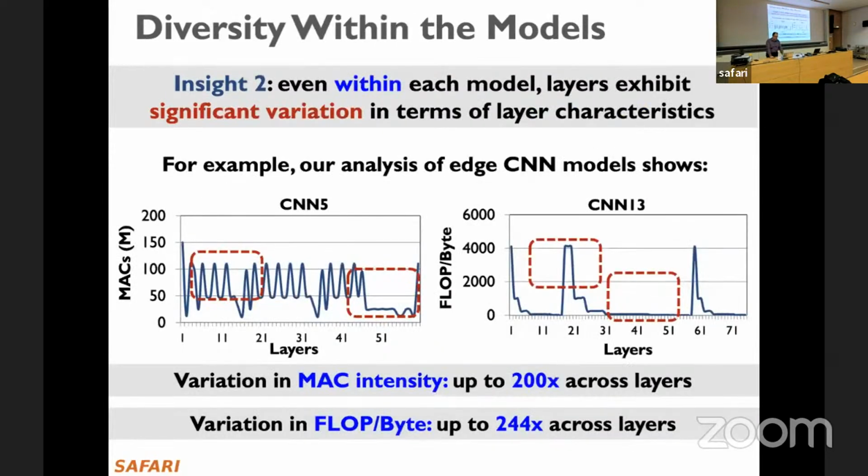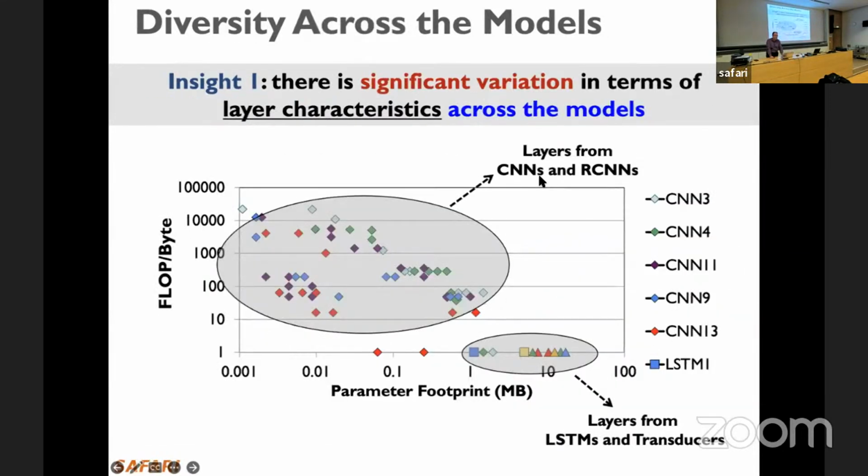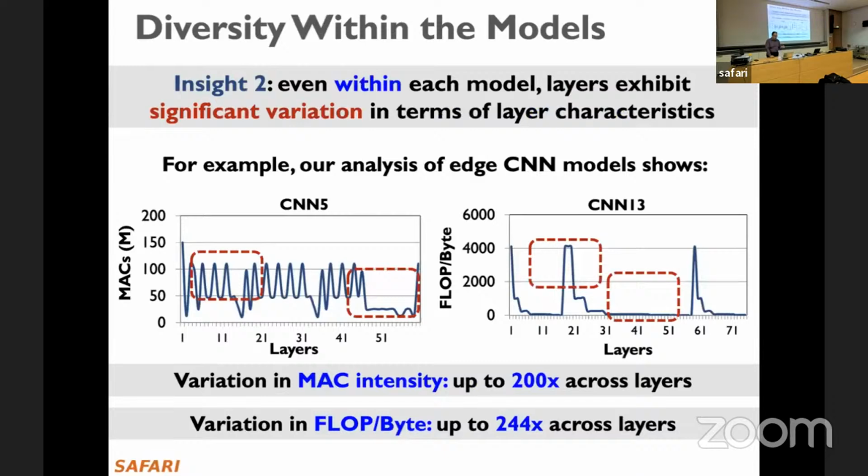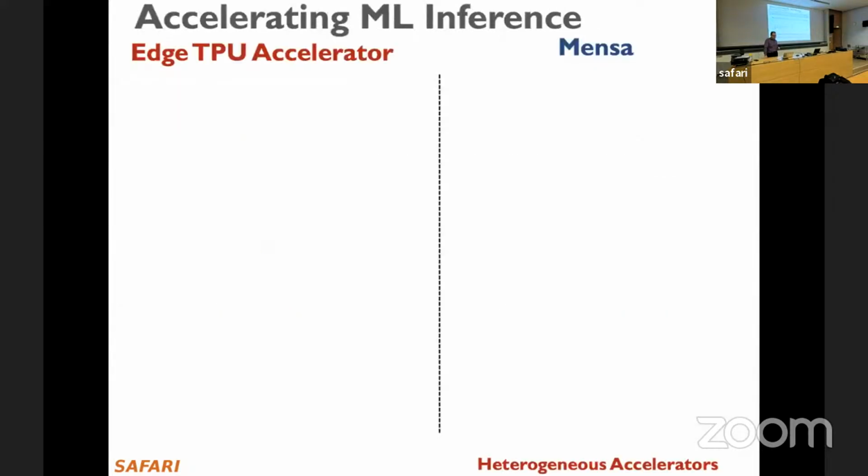As a second insight, the previous study was across models, but even within each model, we observe significant variation in terms of layer characteristics. If you consider the number of MACs, you can see a variation in MAC intensity of up to 200 times across layers. And if you check flop per byte, we have up to 244 times difference across layers. That clearly shows that if you design a single accelerator that should work for everything, you are going to have low utilization and low performance.